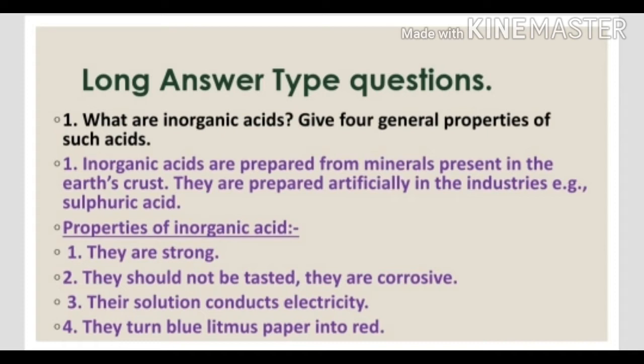Inorganic acids are prepared from minerals present in the earth crust. Different types of minerals are present in the earth crust, and from these minerals inorganic acids are prepared, and they are prepared artificially in the industries. For example, the example of mineral acid is sulfuric acid. Sulfuric acid is a mineral acid, sulfuric acid is also an inorganic acid.